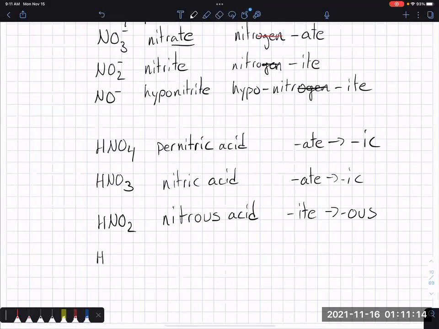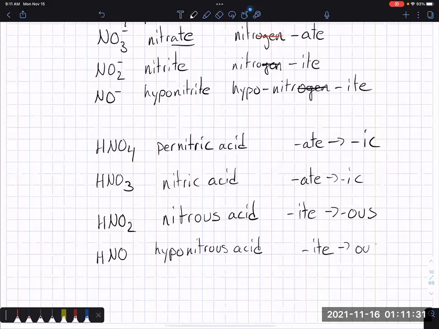And then if we have HNO, then we have hypo nitrous acid. So again, ITE going to OUS, and we just have the hypo on the beginning, and then up here we had per at the front. And this will apply to all of the oxyacids. So actually, if you're in chapter 14.1 of your book, table 14.1 is names of common acids.